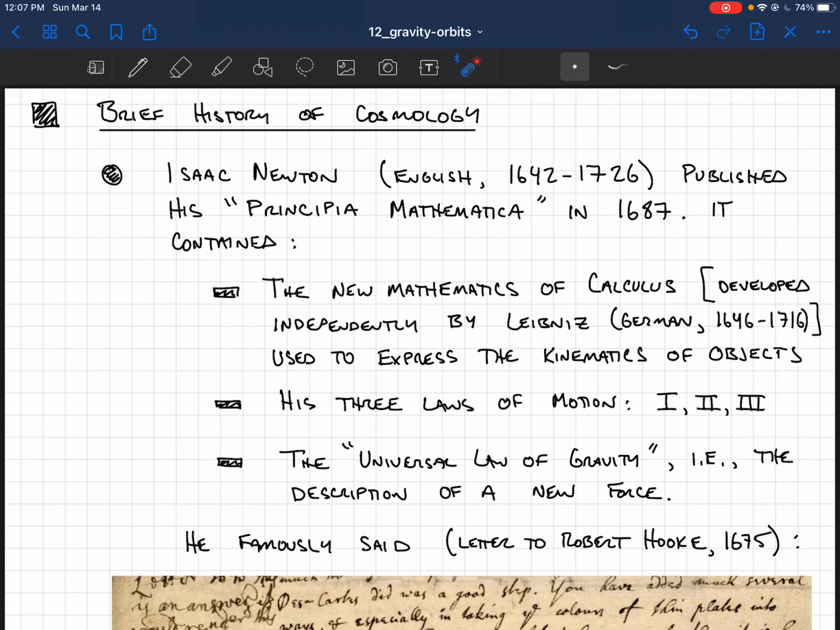Basically what he did is he used observations of the universe, astronomical observations, to derive a new force called the law of gravity, and then connect it to the thing that seems to pull objects down on the surface of the Earth. So he unified the gravitational force that we experience on Earth with the gravitational force that causes the motion of planets and moons.